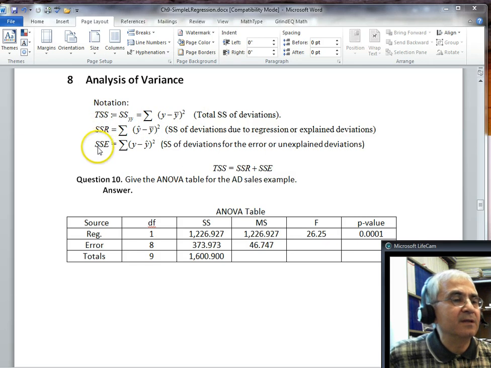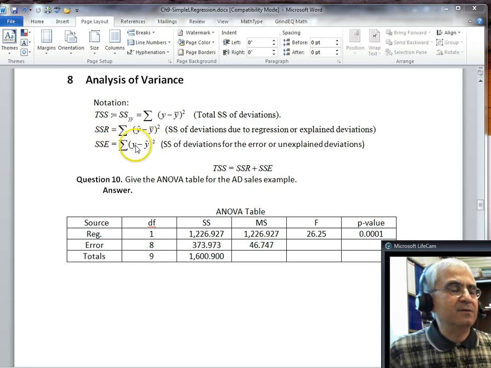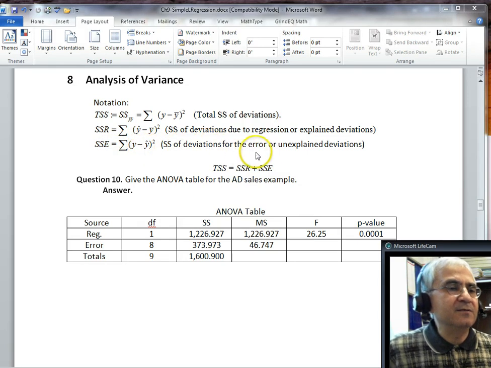And probably you remember this one here. That's the y minus y hat. That's the predicted value of y, and that's the actual observation, and the difference squared. So that's the error term, the sum of squares of the error term, so the sum of squares of deviations for the error, or the unexplained deviations.